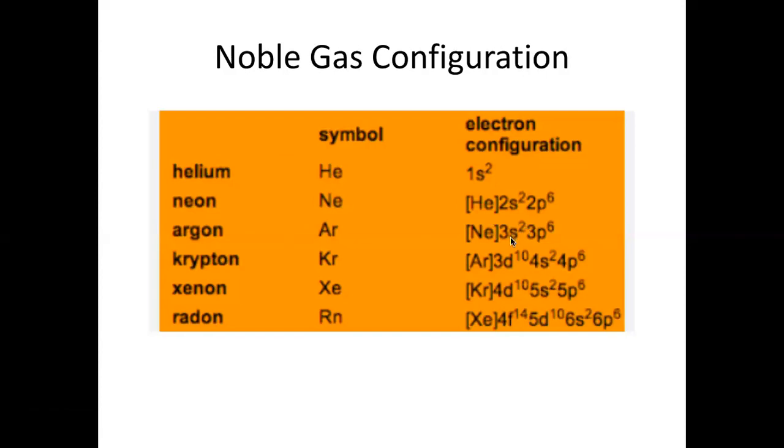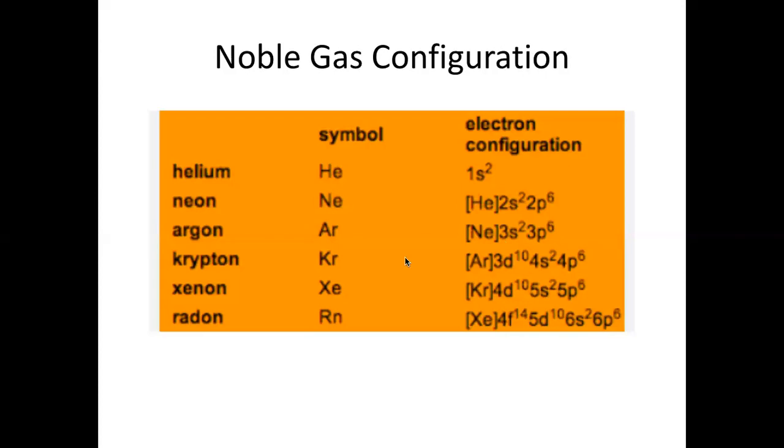We can see here for argon, krypton, xenon, and radon that they share this configuration of their outer energy shell, having an s2 electron configuration and a p6. You can see this for xenon, s2 p6, and radon, s2 p6. And we call this a noble gas configuration.